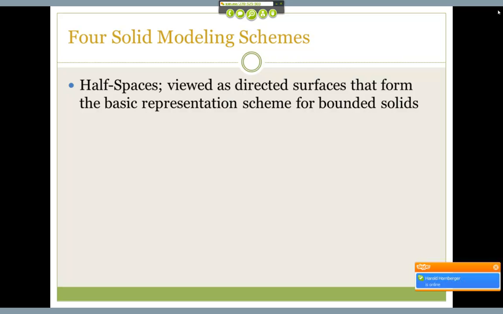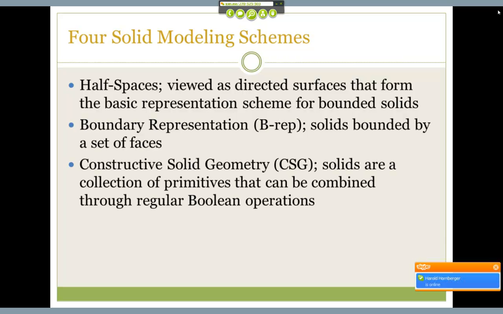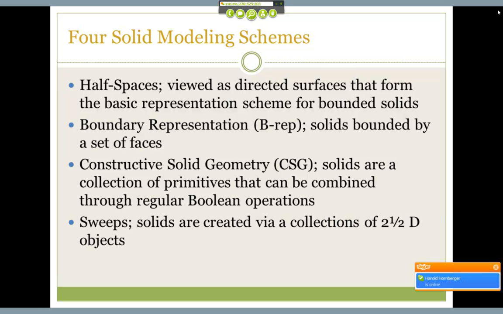The book talks about a number of different representations that we can use for doing solid modeling, different schemes. The first one that they talk about is half spaces. Okay? We'll see what that actually is in just a minute. The second one is BREP. The third one is CSG, constructive solid geometry. And the last one that the book talks about are sweeps, which are basically a sketch that's taken in a normal direction.